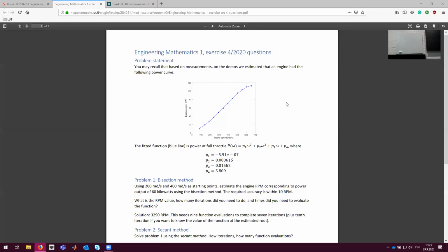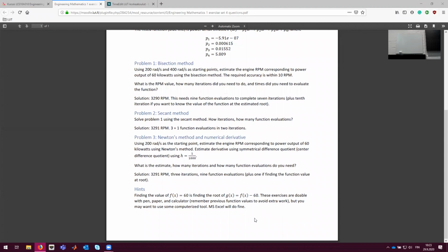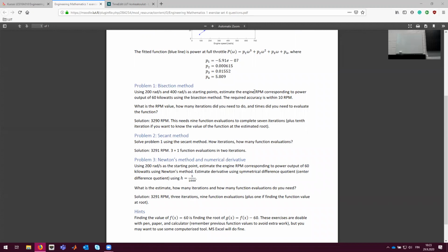All right, so we had this curve and we want to find a 60 kilowatt spot. And we're going to use bisection method, secant method, and Newton's method. If you cannot calculate numerical derivatives, then you can calculate Newton's method regularly. You can use Microsoft Excel, but programming this should be relatively easy, and it's still doable with a calculator. A regular calculator has a bit of a nasty time typing in all of those variables, but with a programmable calculator it's really easy.